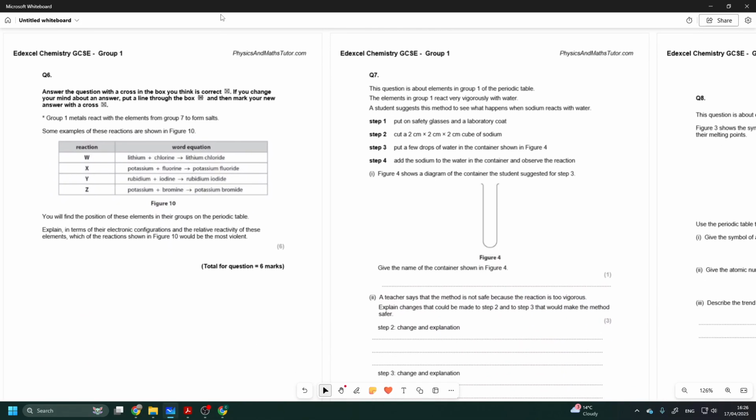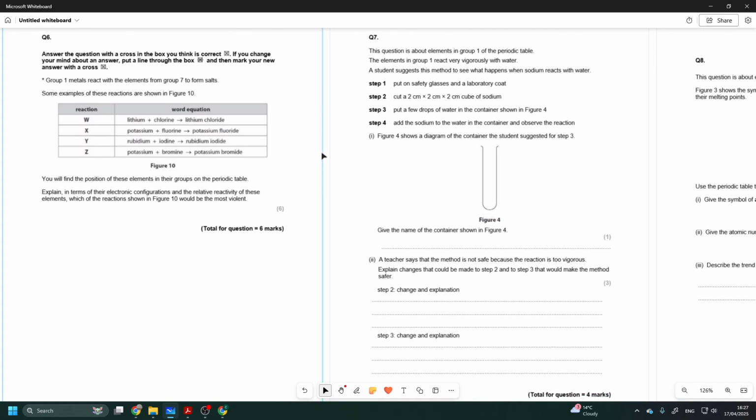Now, next we have more questions. Question 6 says, Group 1 metals react with elements of Group 7 to form salts. You'll find these elements on the periodic table. Just to remind us, we've got Li, K, and Rb. And on the other hand, we've got F, Cl, Br, and I. Those are the order they come in.